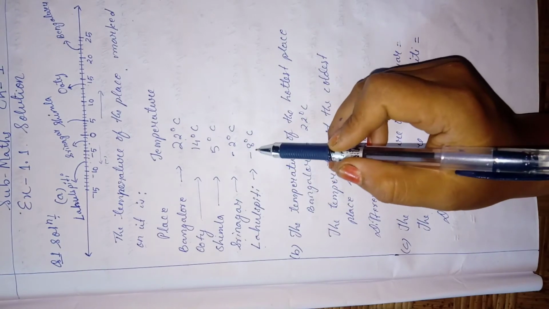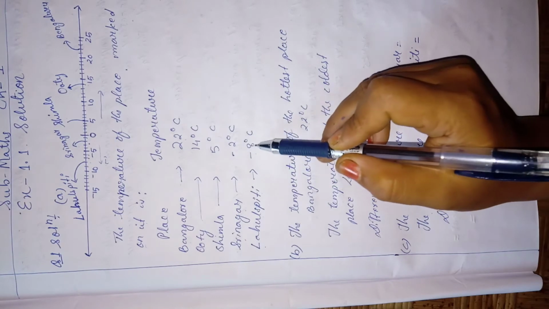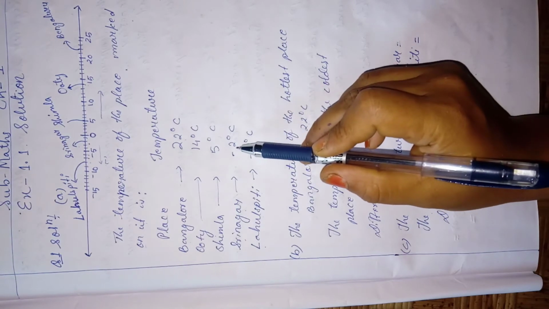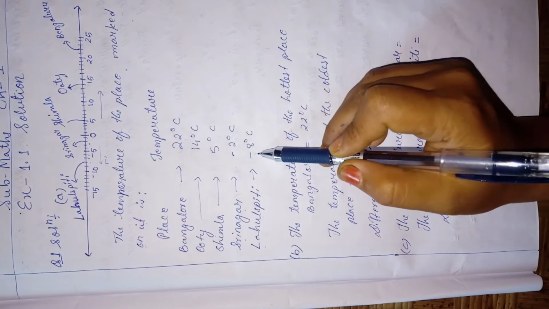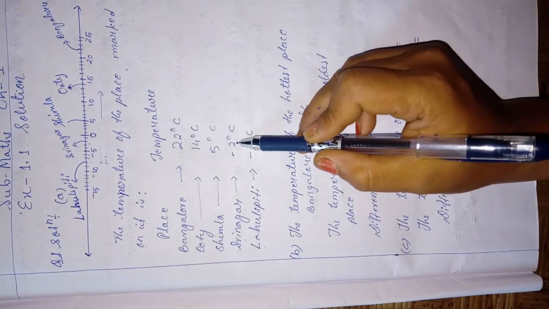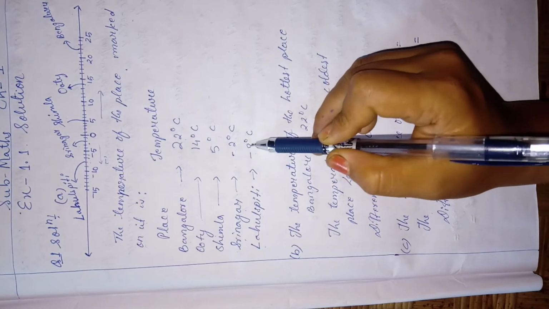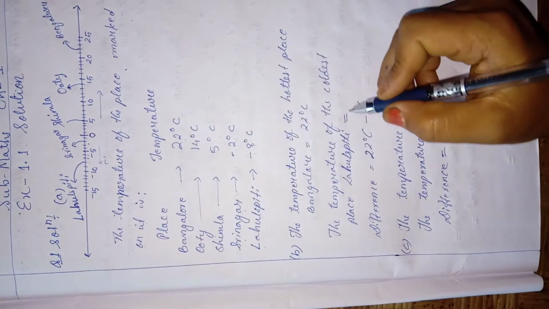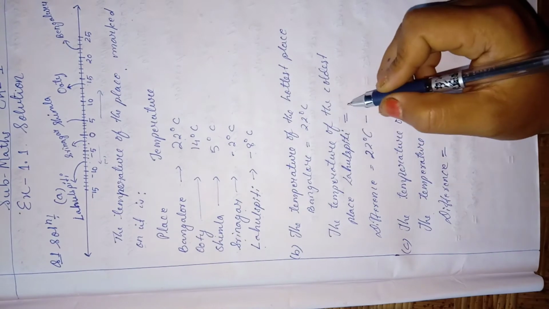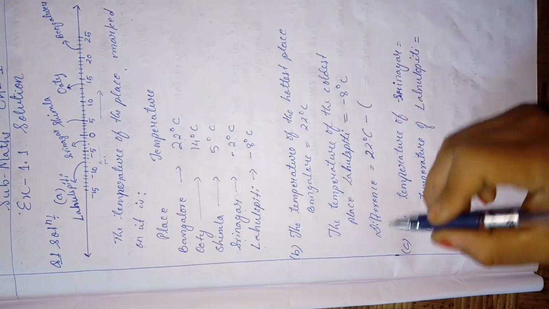So for the coldest, now which is coldest? -2 or -8, which is smallest here? So smallest will be -8, not -2, because in the negative case the greater number is smaller and the smaller number is greater. So -8 is smaller than -2. So which is the coldest? Coldest is -8.